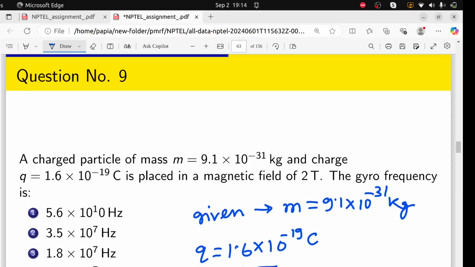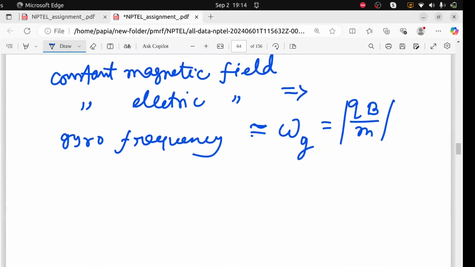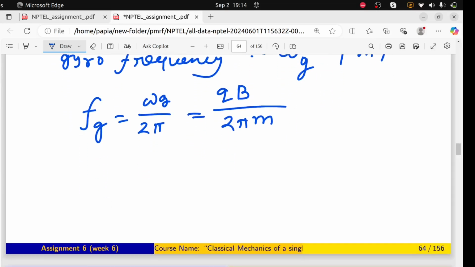But you can see that here they are talking about hertz. So hertz means the gyro frequency will be in the natural unit. So natural frequency, it will be simply f g, which is omega g by 2 pi. So it will be qB by 2 pi m. Okay. Now what is given here?